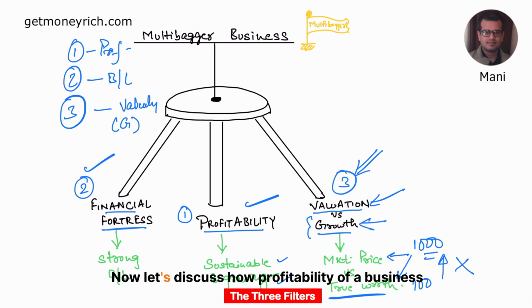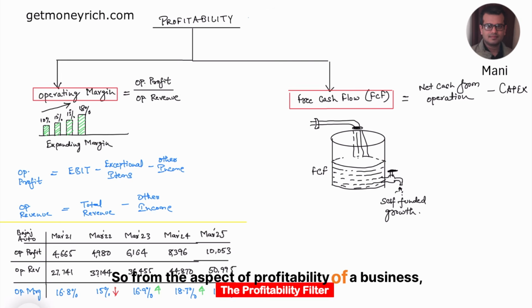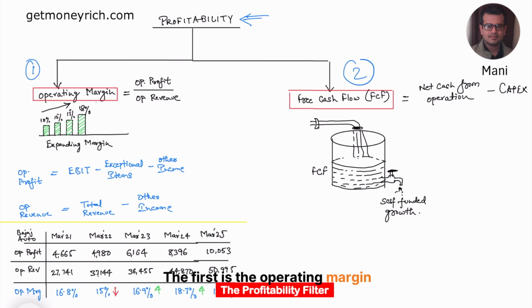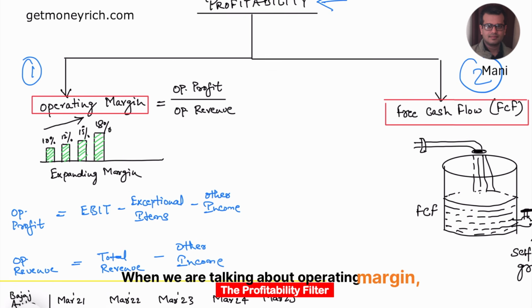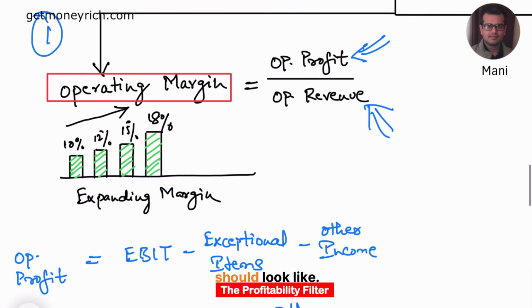Now let's discuss how the profitability of a business can be analyzed for the purpose of identifying a multi-bagger stock. From the aspect of profitability, the analysis can be done based on two main parameters. The first is the operating margin and the second is the free cash flow. The operating margin can be calculated as the ratio of operating profit divided by the operating revenue of the business.